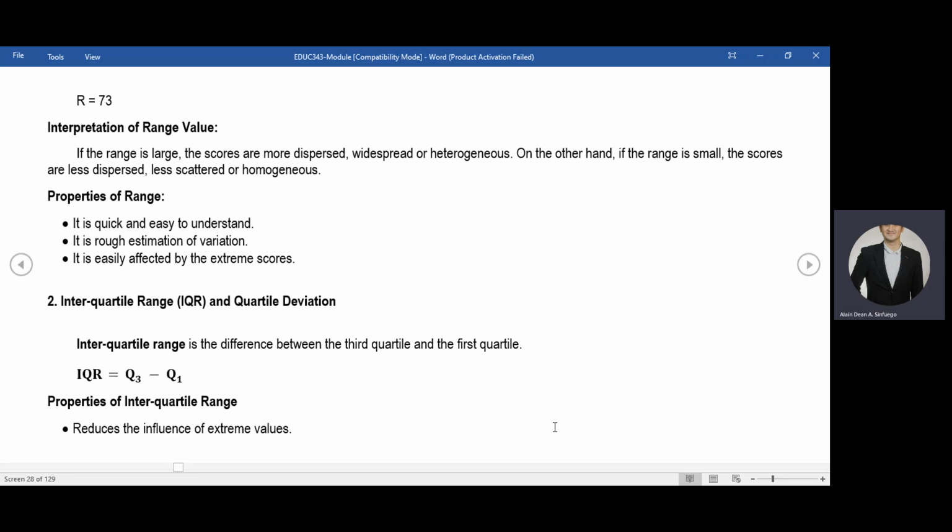So the analysis is for the range of values. If the range is large, the scores are more dispersed, widespread, or heterogeneous. On the other hand, if the range is small, the scores are less dispersed.